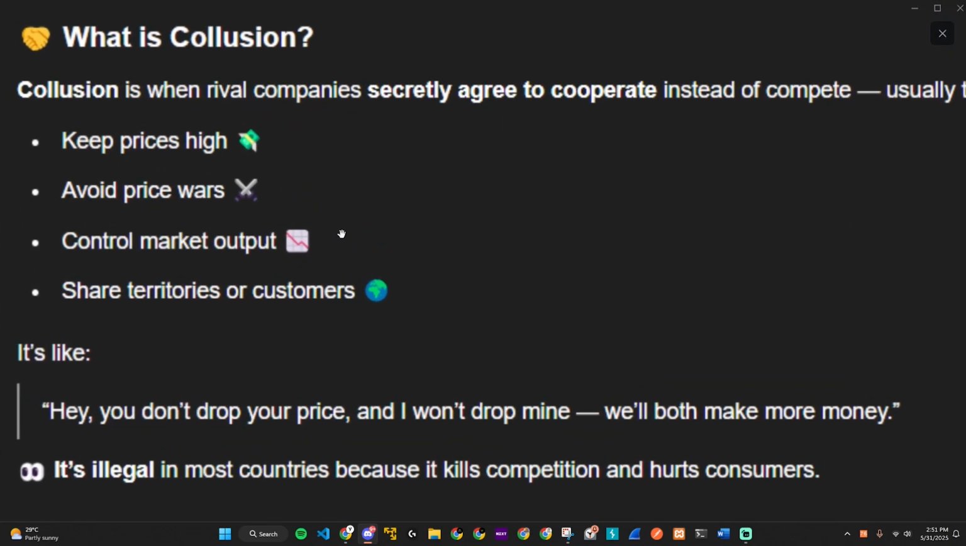So collusion is when companies secretly cooperate instead of competing with each other, usually to keep prices stable. It's illegal in most countries because it kills competition and hurts consumers. You don't drop your price and I won't drop mine. We'll both make money, right?